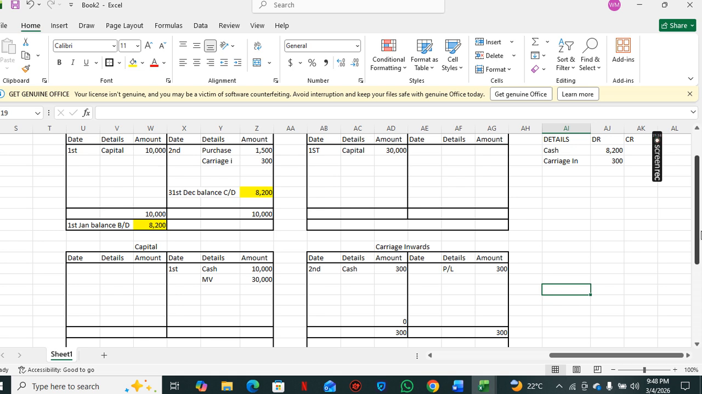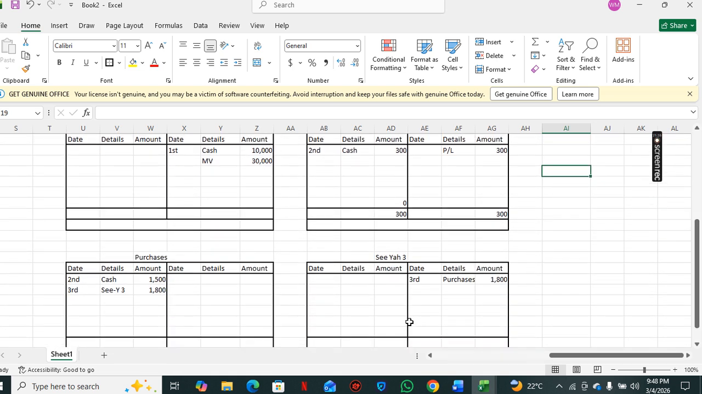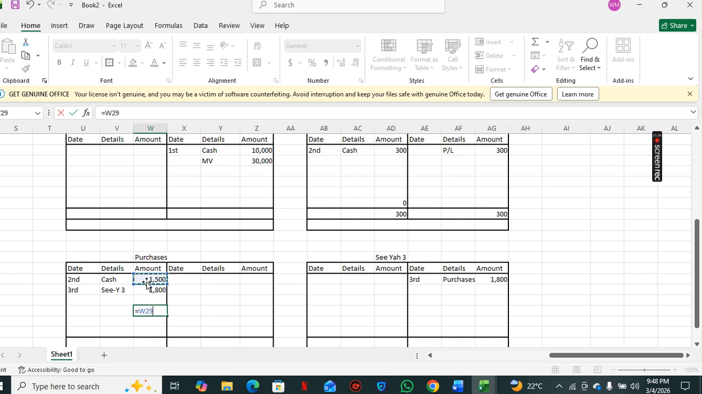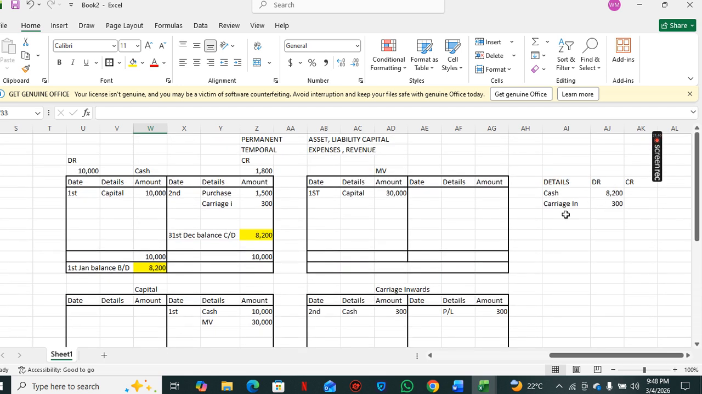Another illustration here, purchases, another temporal account. Just get the total, 1,500 plus 1,800, you get 3,300. Since this is on the debit side, on the trial balance, you put here purchases, 3,300, debit side.